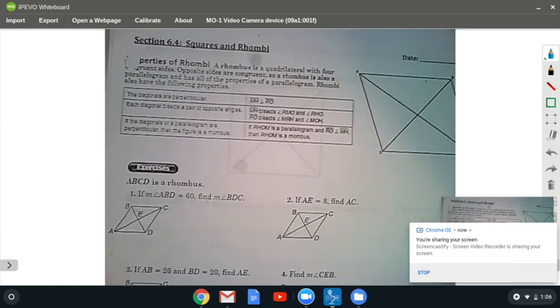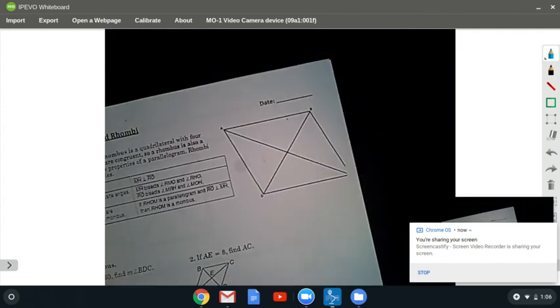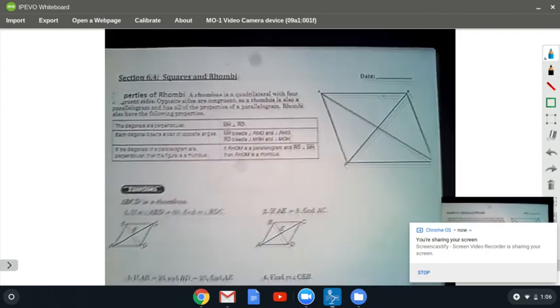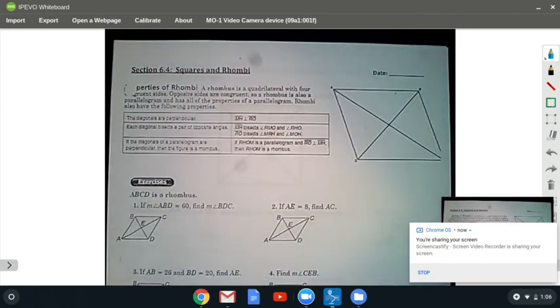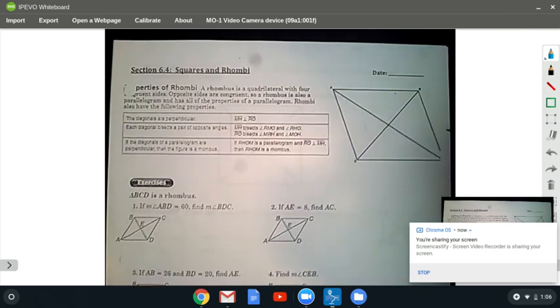Hi everyone. I would like to discuss our next topic today, which is squares and rhombi. So we're going to start with rhombi, which is a rhombus. Rhombi is just plural for rhombus. A rhombus is a quadrilateral with 4 congruent sides.